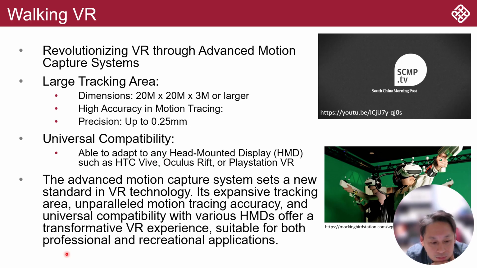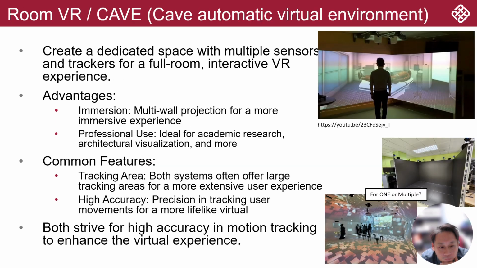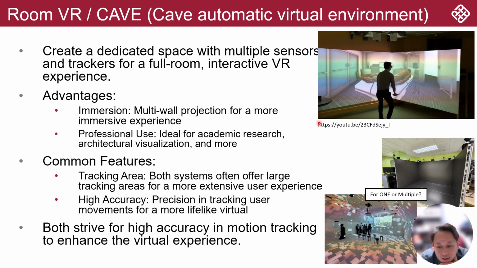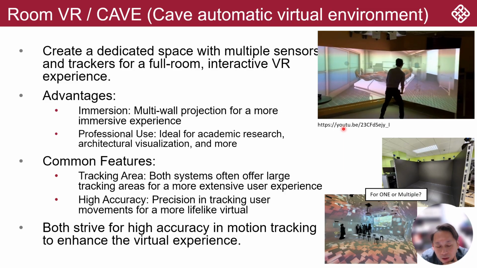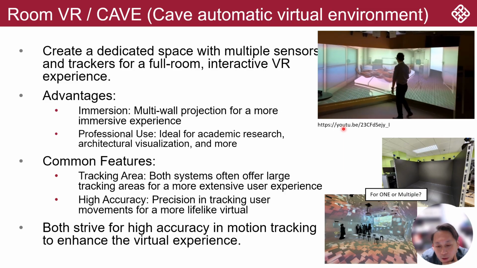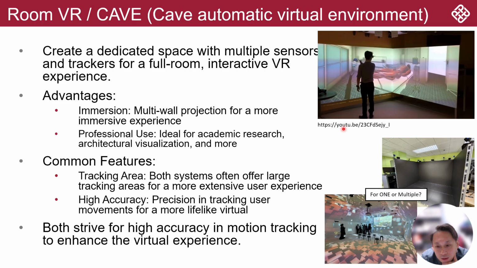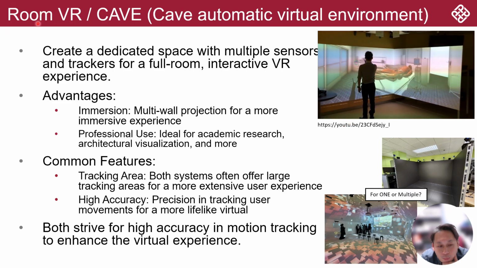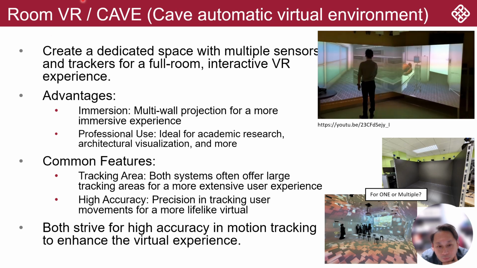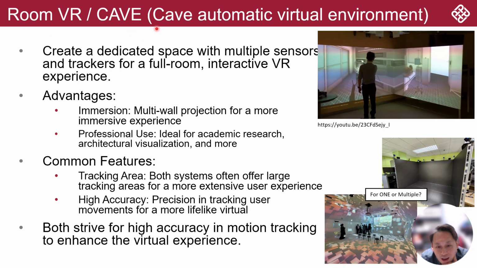So this is the walking VR. And then someone says, hey, I hate using the head-mount display. They are very bulky and very heavy. We have another solution for you. This one is called Roam VR, or some of us say it is the CAVE system. CAVE is the Cave Automatic Virtual Environment. That means you only put on the IMAX glasses, and then you can enjoy the 3D environment.